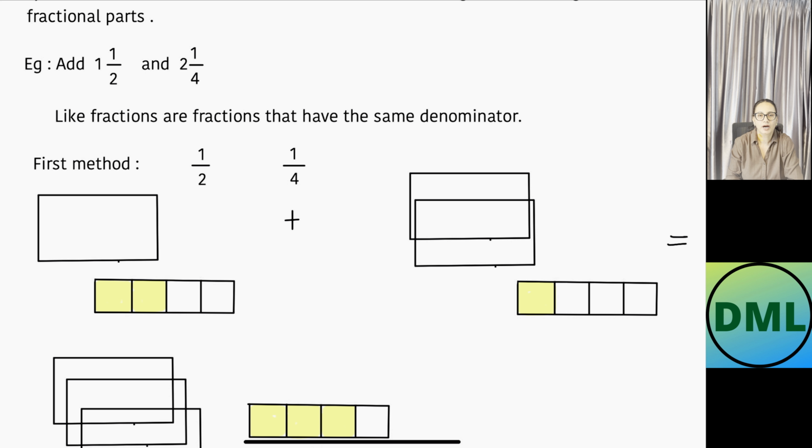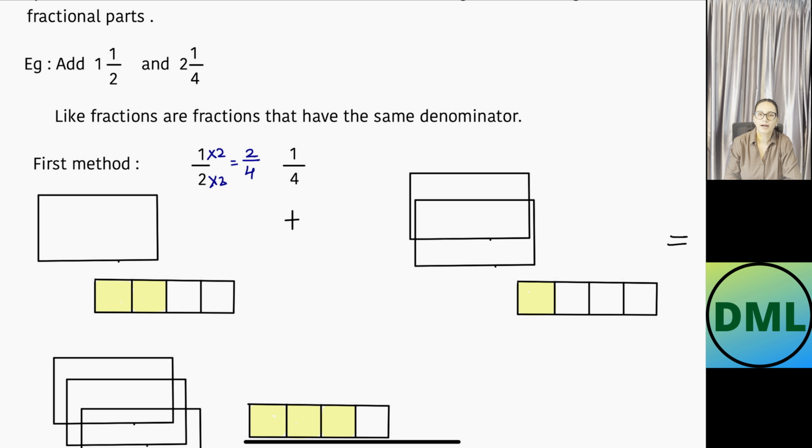As I told you earlier, you have to make them like fractions first. That means I have to make the denominator the same. This is 4. I can make this 2 into 4 by multiplying the numerator and denominator by 2, and I can convert it as 2 by 4. Now my fractions are 2 by 4 and 1 by 4. I have to make boxes of 4 parts each, so there are 4 boxes, 1 2 3 4. Out of 4 boxes, 2 parts are shaded. Out of 4 boxes, 1 part is shaded.